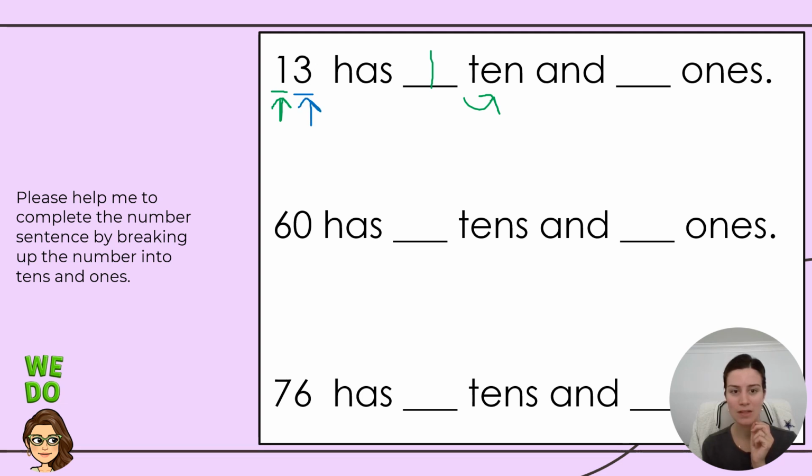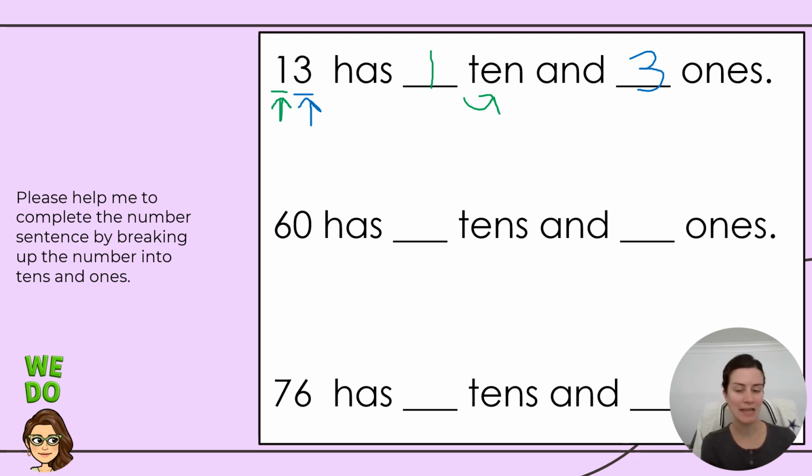13 has 1 ten, and how many ones do I have? What digit is in my ones place? 3. 13 has 1 ten and 3 ones. Okay, you can go ahead and write 60 has blank tens and blank ones on your boards now. Pause this recording, catch up with me, and press play when you are ready to continue.